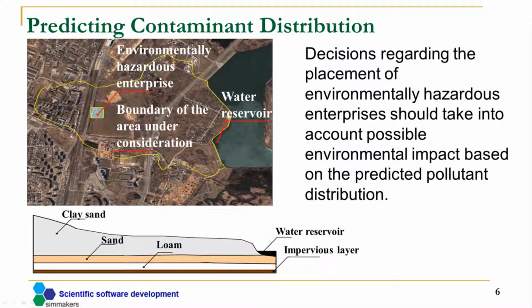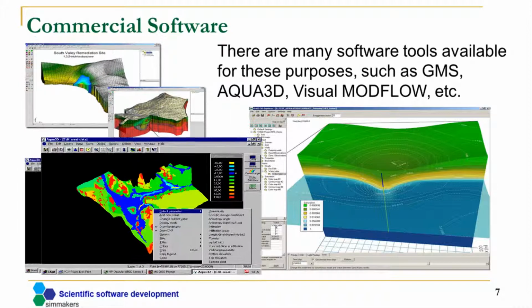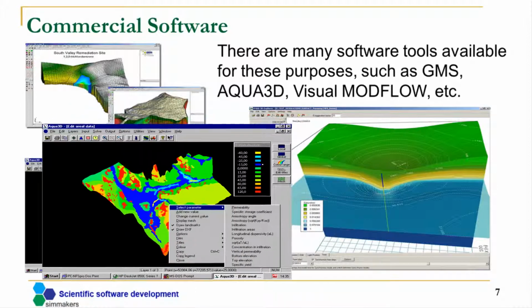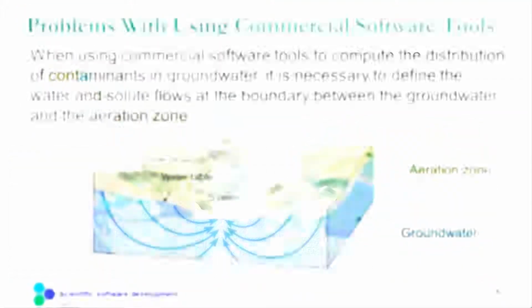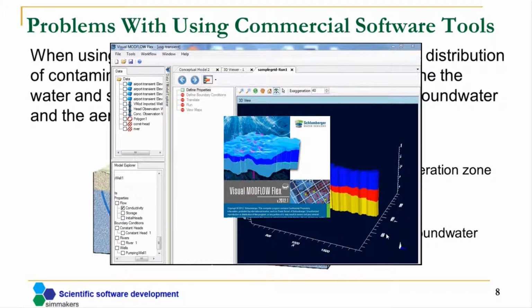In the first example, we consider the placement of a filling station. The proposed location for this station is not far from a water reservoir. The decision to place the filling station at this location needs to be made in accordance with the assessment of possible contaminant distribution and possible water reservoir pollution by petrochemicals. There are many software tools available that allow us to solve this problem. But in practice, it turns out that in most cases, we encounter trouble using these software packages since they are aimed at specific problems. For example, for our problem, we could use a software tool like Visual Mod Flow that can solve this sort of problem.